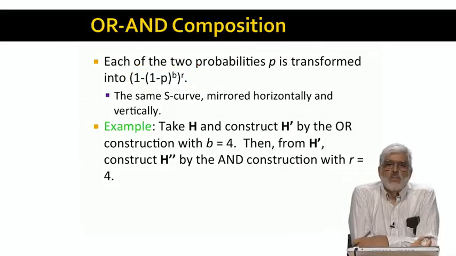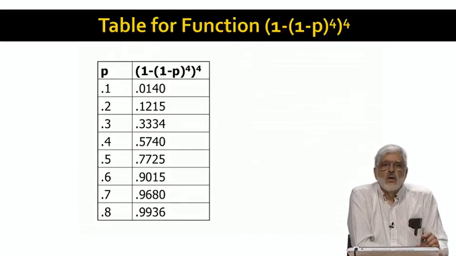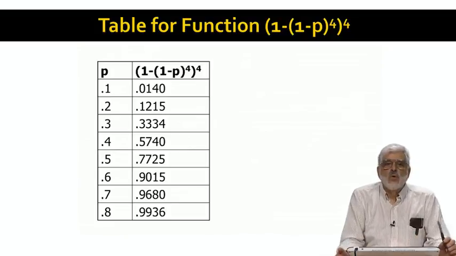We'll again do an example on the next slide. It is a four-way OR followed by a four-way AND. So here's the table for the OR and AND construction, each using 4 from the previous LSH family.